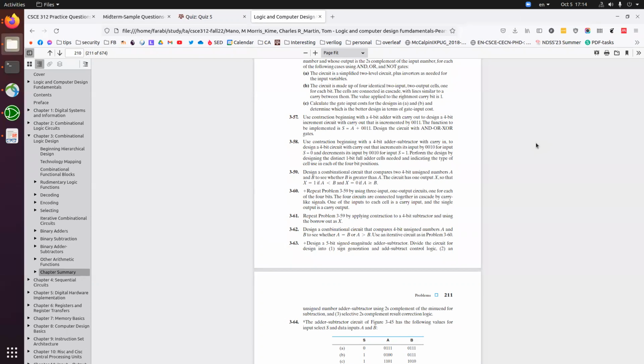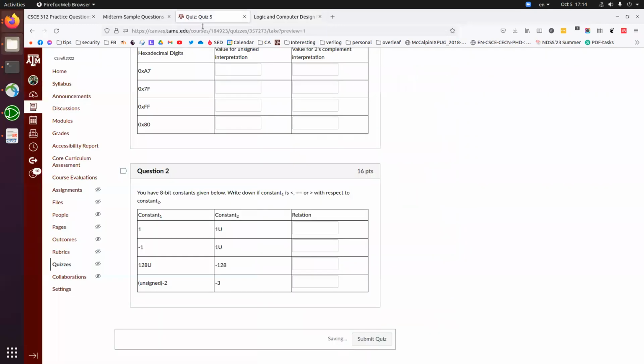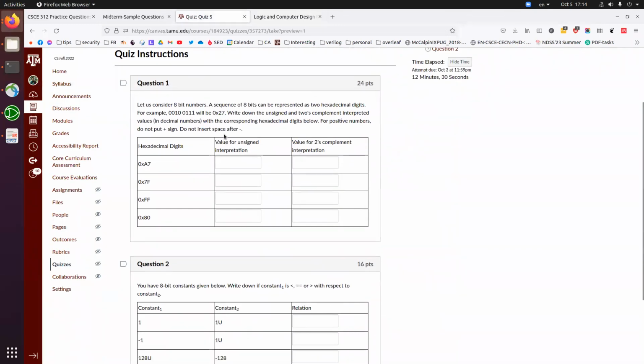If not, then we will probably end this session. Problem 1 for quiz 5. Okay, problem 1, quiz 5. So let us consider 8 bits. A sequence of 8 bits can be represented as 2 hexadecimal digits. Write down the answer in 2's complement of interpreted values in decimal number with the corresponding hexadecimal digits below. For positive numbers, do not put a plus sign, do not insert space after minus.